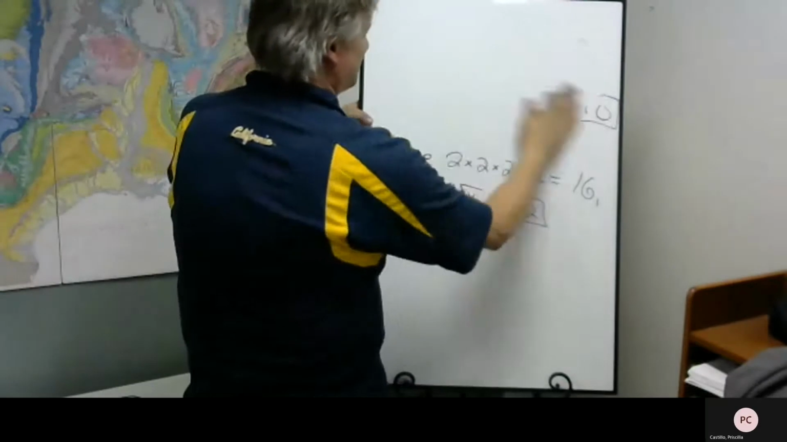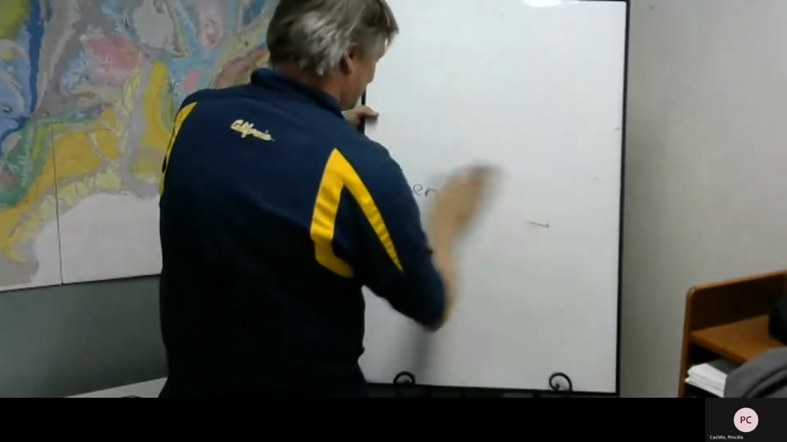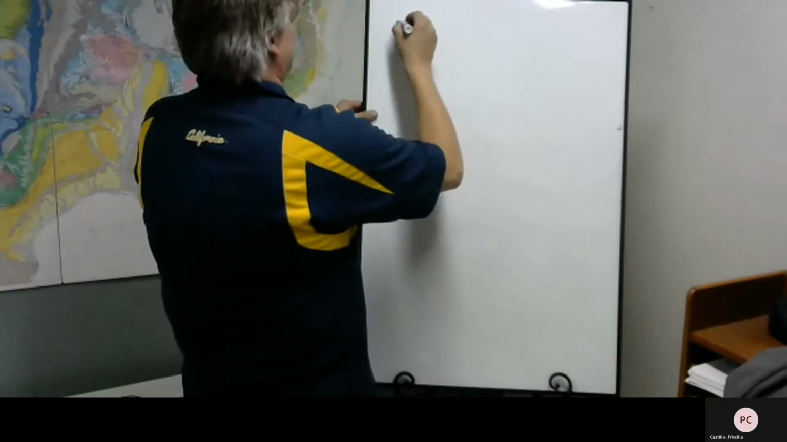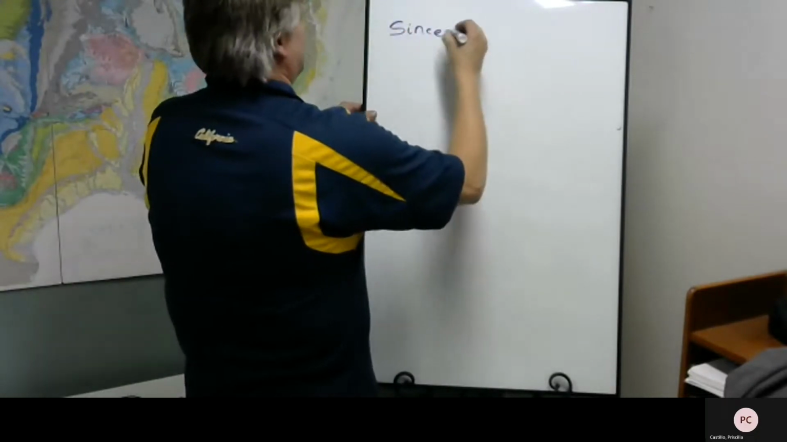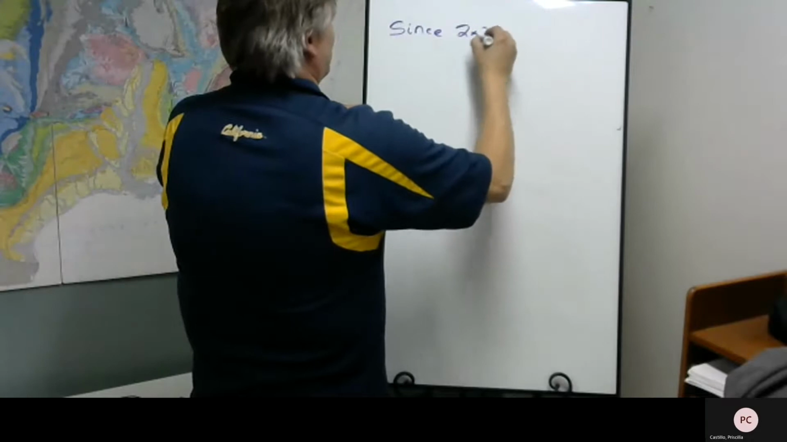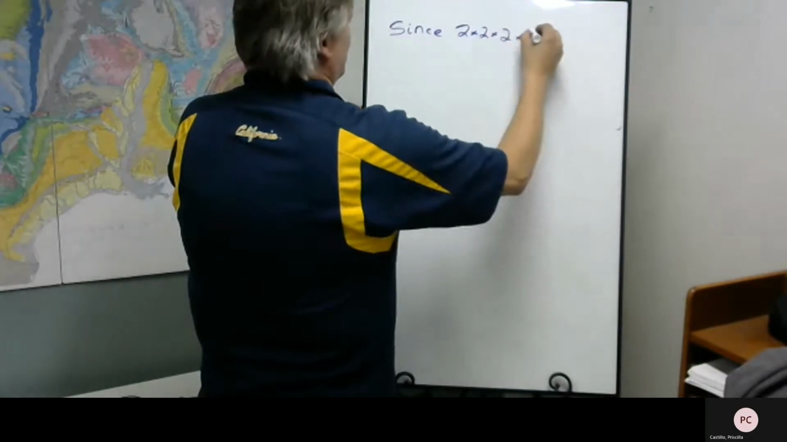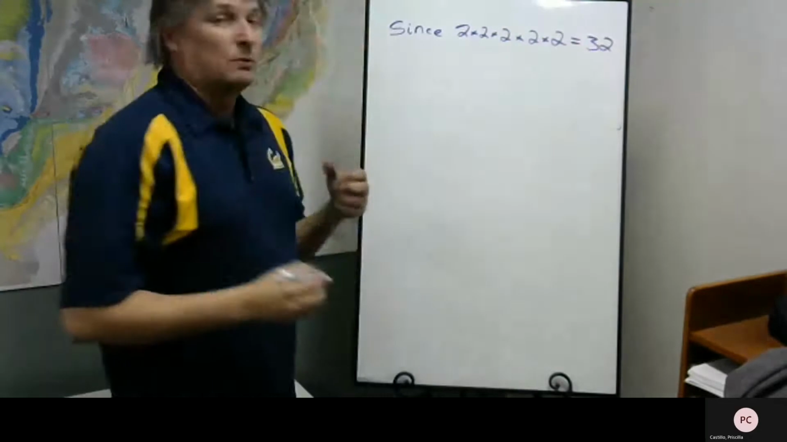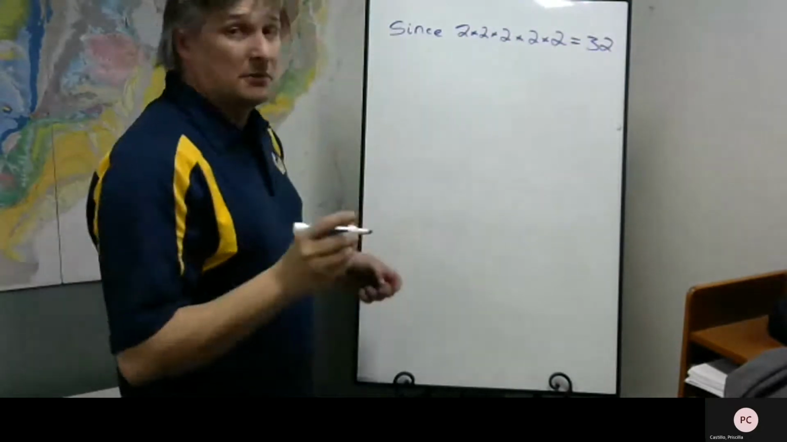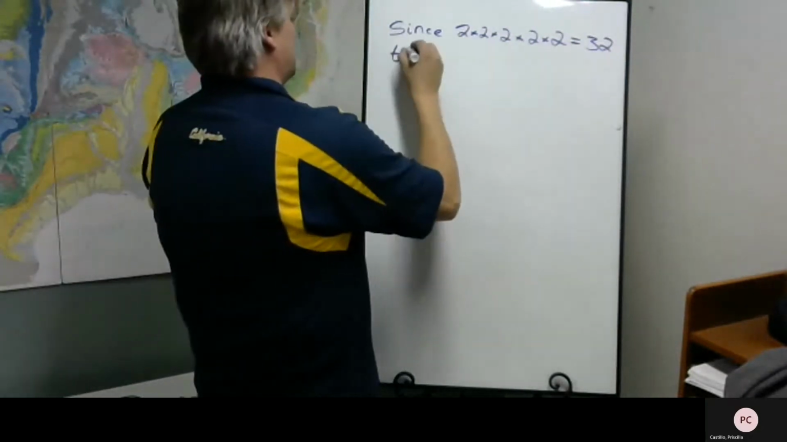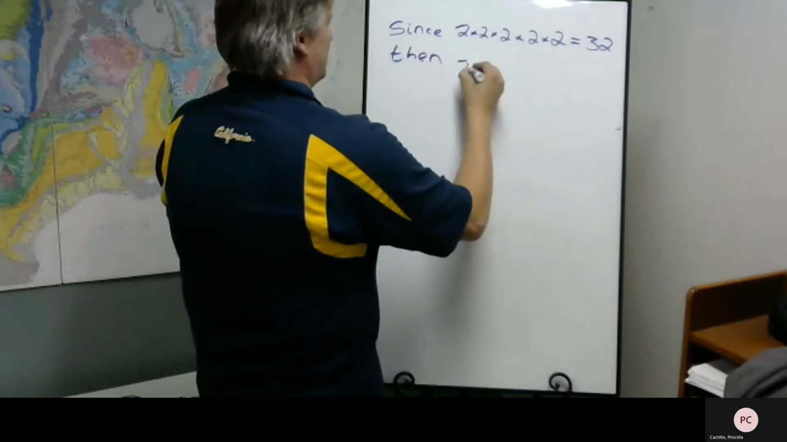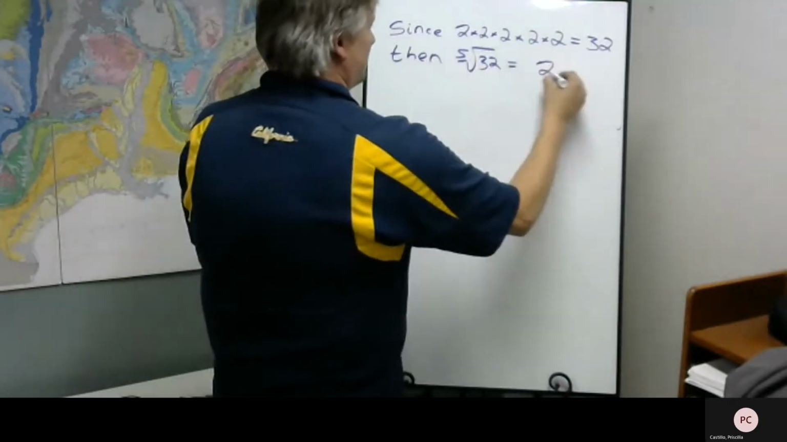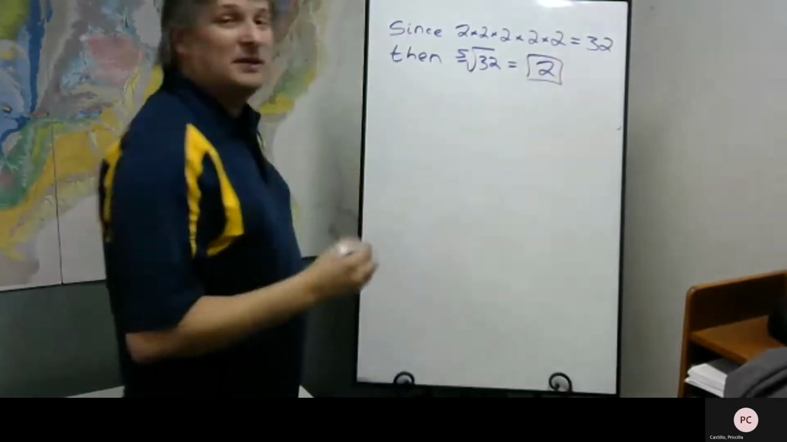Let's go fifth roots. So if we multiply 5 2's, we're going to get 32. So this means the fifth root of 32 is equal to 2.